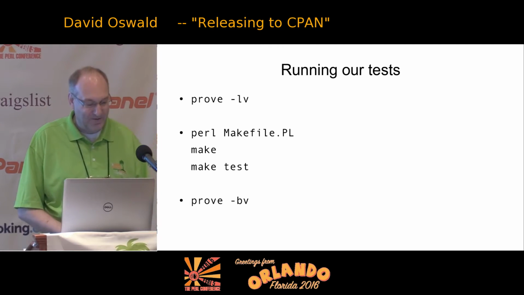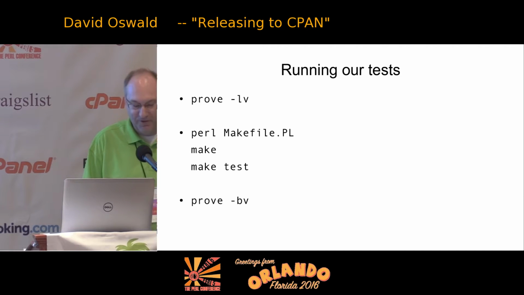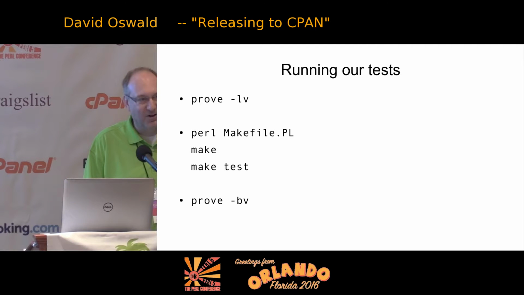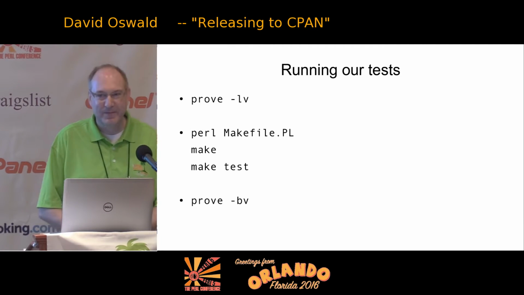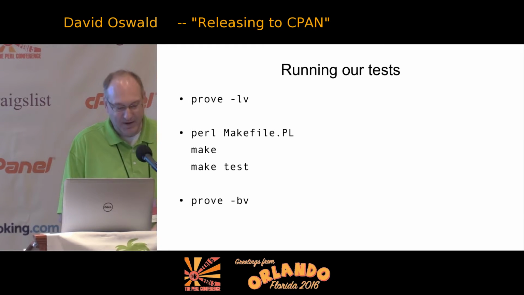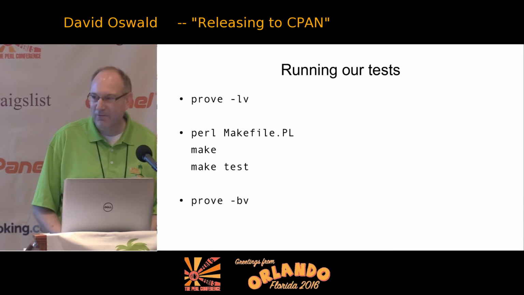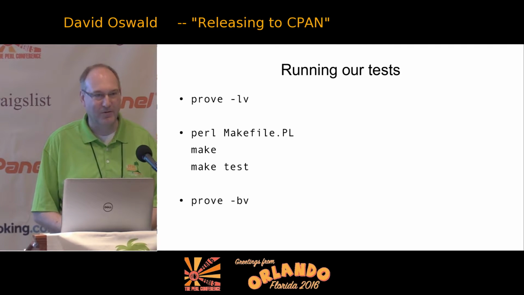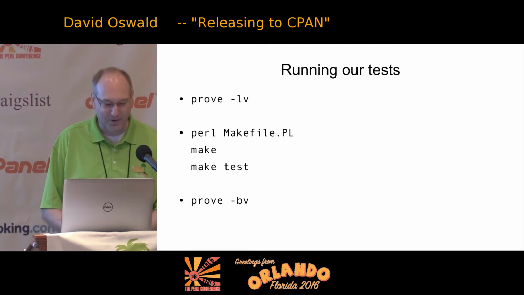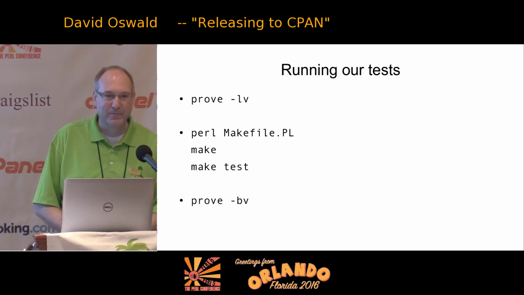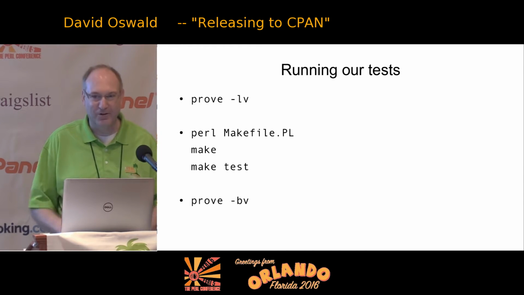Also prove -bv. When you first type make, your module is built and installed into a temporary directory called blib under your current working directory. And so prove -b tells Perl to look in blib for your module instead of in lib. And why would you do that? Well, maybe the make process actually writes some code that goes into your module or provides some configuration that goes into your lib folder. So prove -bv would run your code based on that computed code, essentially.